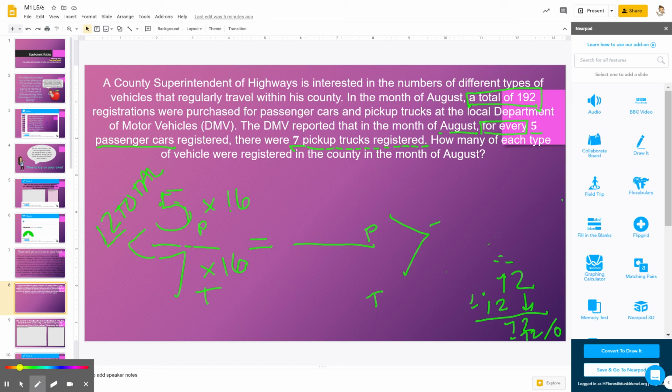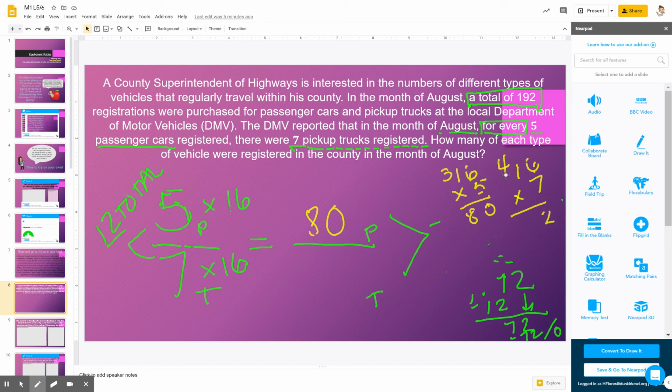Okay, so I'm going to multiply my 16 times 5. 6 times 5 is 30. Carry the 3. 5 times 1 plus 3 is 8. So that means there are 80 passenger cars. Then I'm going to take my 16 times 7. 6 times 7, 42. Carry the 4. 7 times 1 plus 4 is 11. All right, so over here, we're going to write 112.